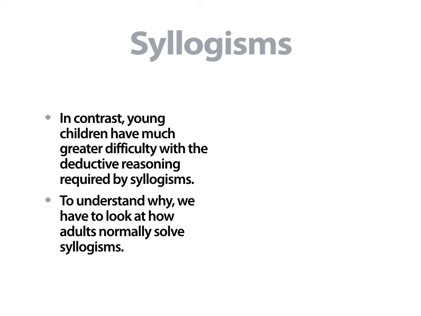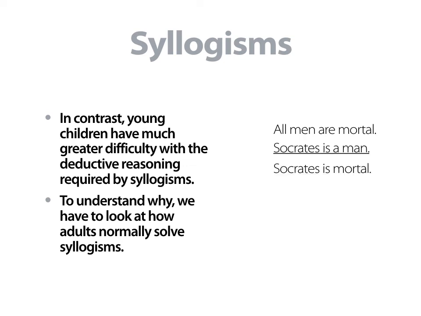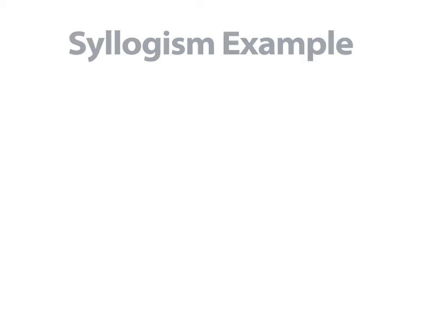Now, syllogisms are something that young children have much greater difficulty with in comparison to transitive inference. They're pretty good at transitive inference, but at the same time they might be bad at syllogisms. To understand why they would have difficulty with a problem like all men are mortal, Socrates is a man, therefore Socrates is mortal, we have to look at how adults, who normally aren't trained in logic, solve syllogisms. And the theory that seems to work out best for how adults solve syllogisms is what's known as the mental models theory.